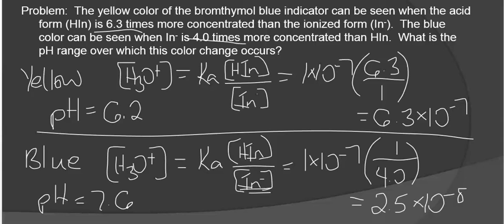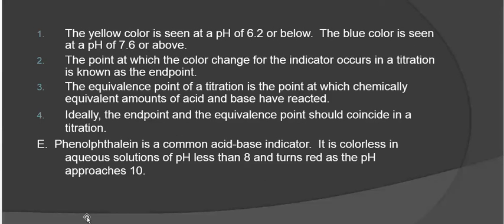So the pH range over which this color change occurs is from 6.2 to 7.6. The yellow color is seen at a pH of 6.2 or below, and the blue color is seen at a pH of 7.6 or above. The end point is where this color change occurs. The equivalence point is a calculation. Ideally, the end point, what you see, should correspond to the equivalence point, what you calculate.